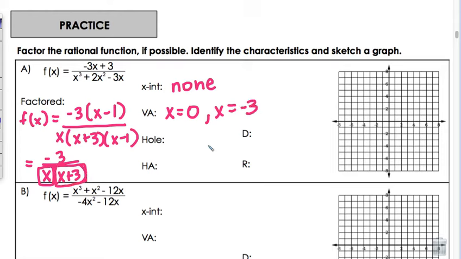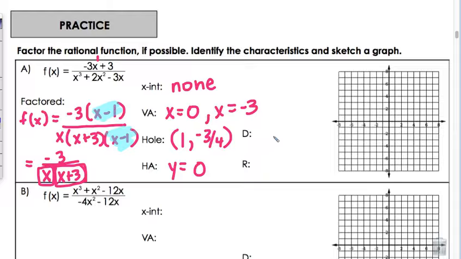Okay, I know there's a hole if I have common factors in the numerator and the denominator. And so I know that my hole is going to be x equals 1, and I'll substitute it back into the simplified version, and I will get -3/4 as my y value. My horizontal asymptote, I'm looking at the degree. I have degree of 1 here and 3 here, so I know the numerator is less than denominator, so I'm going to say my horizontal asymptote is y equals 0.